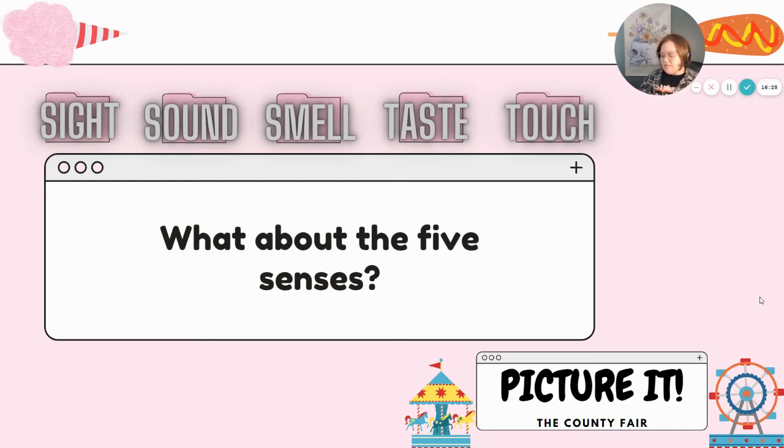But keep the five senses in mind because they're a great way to pull your reader in and paint a picture for them. And using senses, whether it's the sight or the sound, smell, taste, or touch, actually can evoke a lot of things for your readers and give them a better experience in reading.